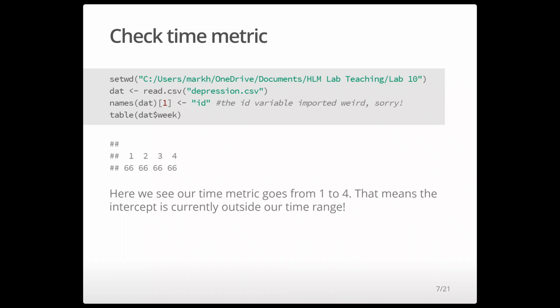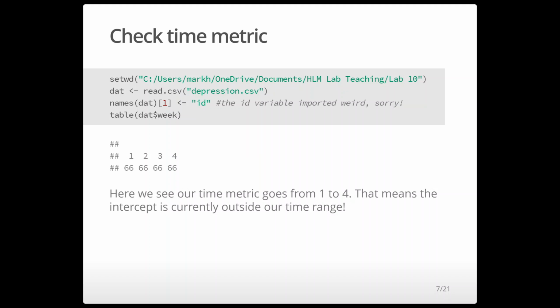So here in our data, we're going to check the timing metric, and note that for some reason the ID column, a variable name in this data, loads up a bit weird. If you can just run this line of code to rename it ID. I'm not sure what's going on there. Sorry about that. But here, I'm going to check the frequency table of time observations.